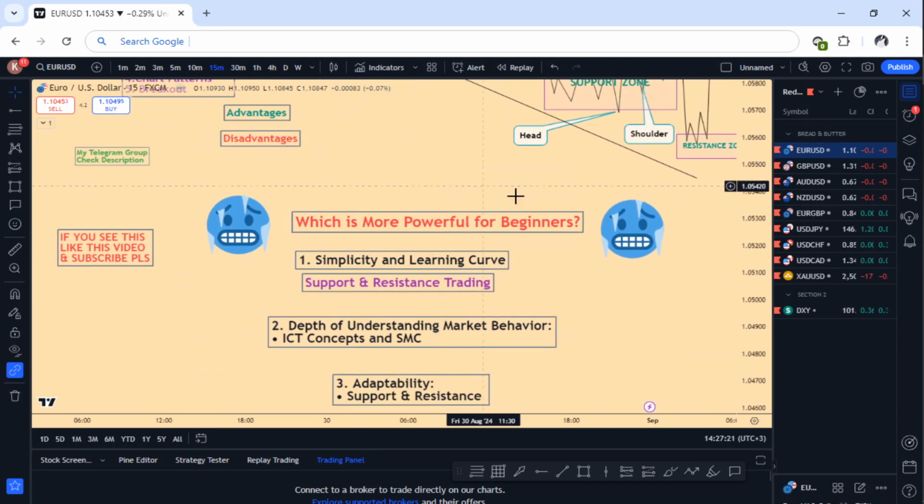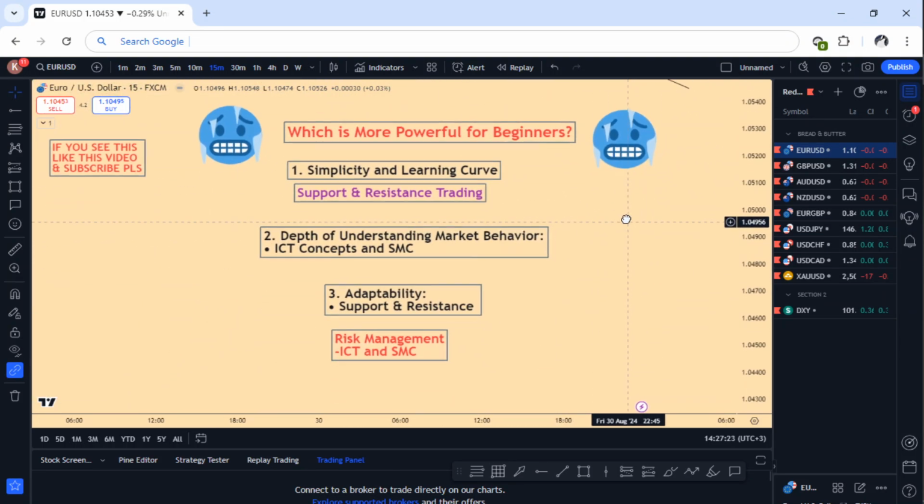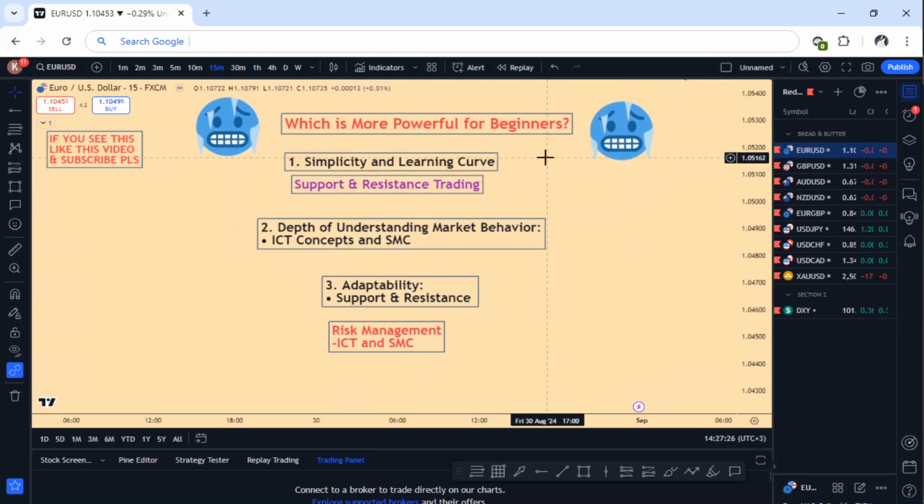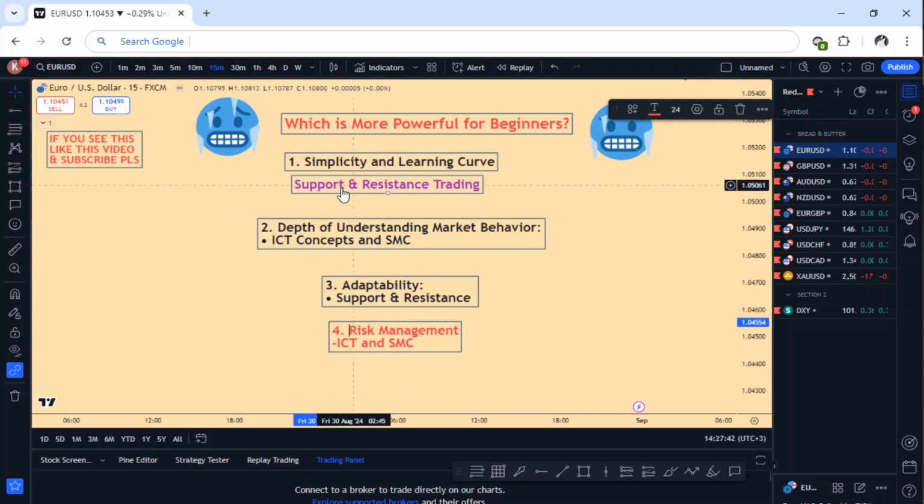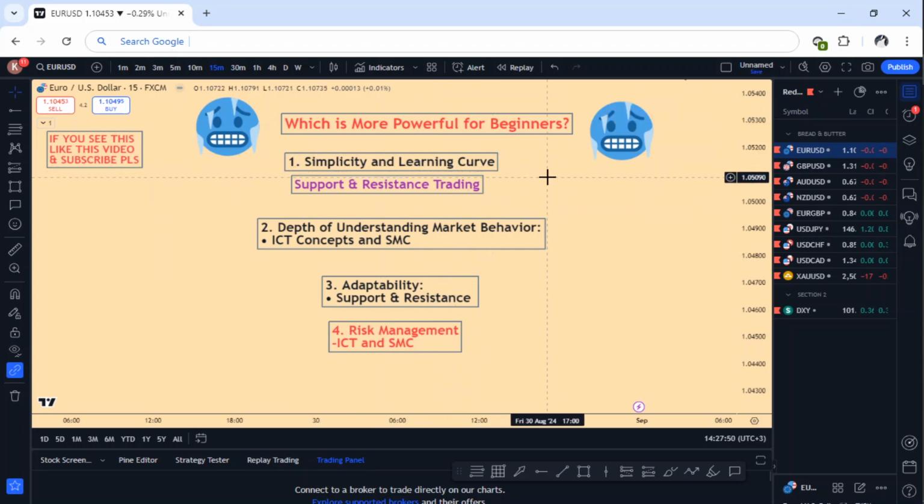So let me help you answer one of these questions, which is which trading style is more powerful for beginners or generally. It depends on these 4 parameters. It depends on what you want based on these 4 parameters. The first one is simplicity and the learning curve of these particular 3 strategies. So if you want to learn something simple and start trading today or tomorrow or this week, support and resistance is easy to learn, but you will not understand based on the disadvantages. So it is easy to understand.